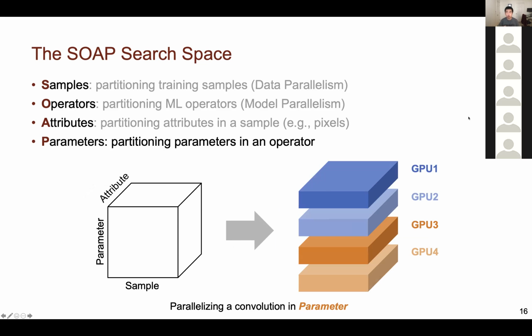Okay, so the last one is called the parameter dimension, which considers partitioning the parameters within an operator across devices. The benefit of using this dimension is that because the gradients for each parameter are only computed on a single device, we can fully eliminate the communication overhead for synchronizing model parameters.